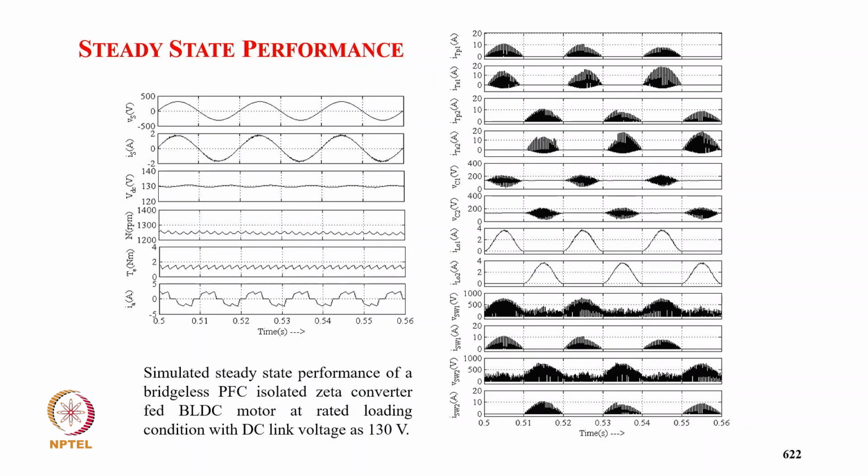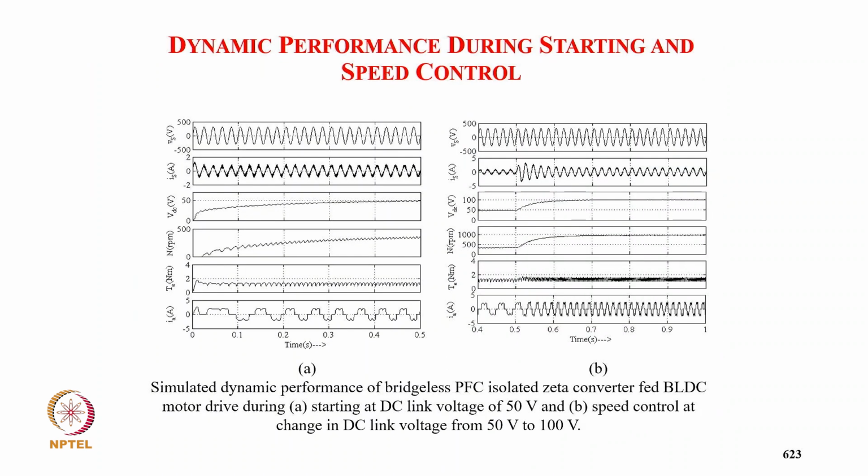These are the simulated performance of supply voltage and supply current, in phase with the supply voltage and sinusoidal, then DC link voltage, speed, torque, and winding current, and then you can see the transformer primary and secondary currents are discontinuous, capacitor voltage continuous, output current also continuous, and supply voltage, switch voltage and switch current.